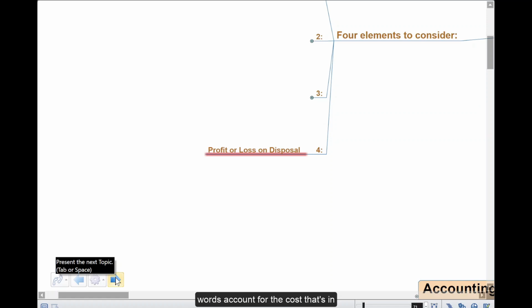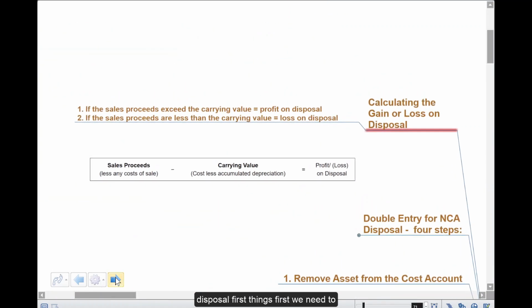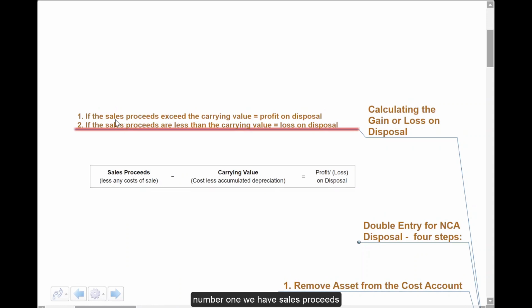In other words, account for the cost that's in there, the accumulated depreciation that's in there, the sales proceeds that's just been received, etc., etc. So in terms of accounting for this NCA disposal, first things first, we need to be able to calculate the gain or the loss on disposal. And as just mentioned up top, let's look at scenario number one. We have sales proceeds exceeding the carrying value. That must mean that there's a profit on disposal. Absolutely.